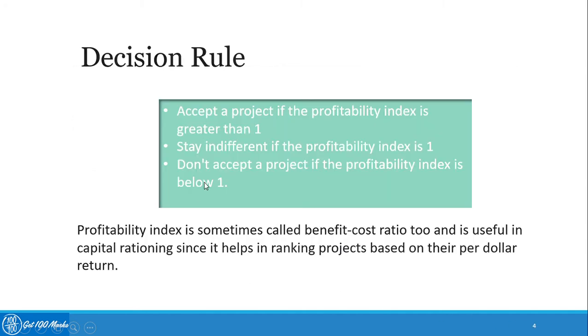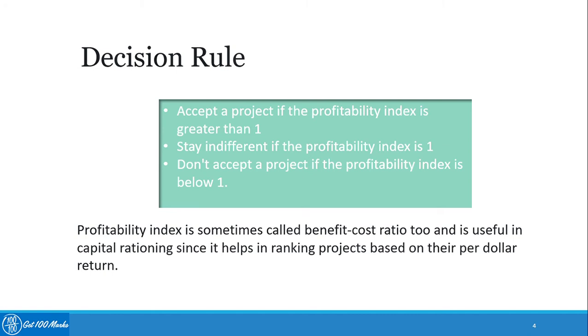Now, okay, let's look at the decision rule also. Accept a project if the profitability index is greater than 1. I've already taken this with you. Stay indifferent, which means your present value of future cash flows is just covering your original investment. So the company can be neutral. They may or may not decide to accept the project. Don't accept the project if it's below one.